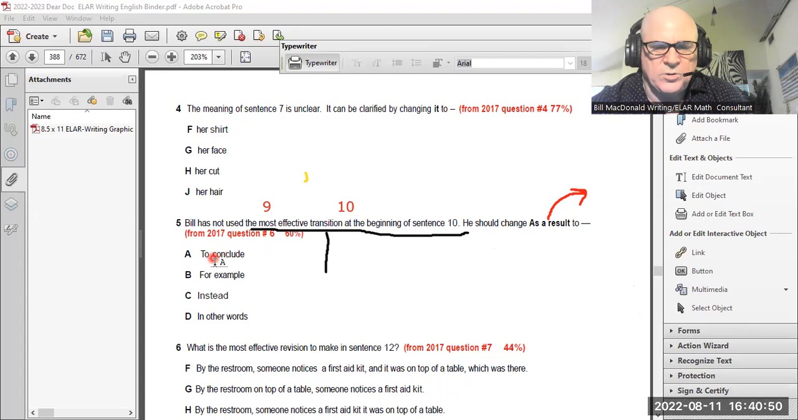So to conclude means we're finishing something. For example means we're going to tell you more about sentence 9. Instead means we're going to tell you the opposite of sentence 9. In other words, means we're going to explain it in a different way than sentence 9. So let's see which one: to conclude, for example, instead, or in other words. So 9 and 10.